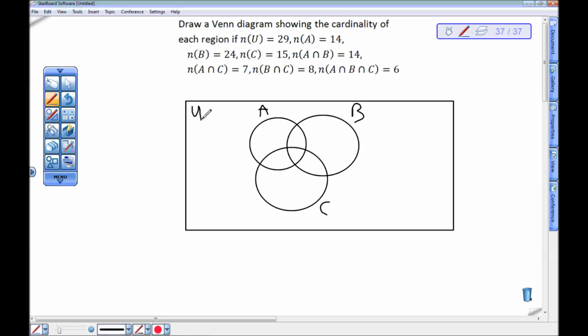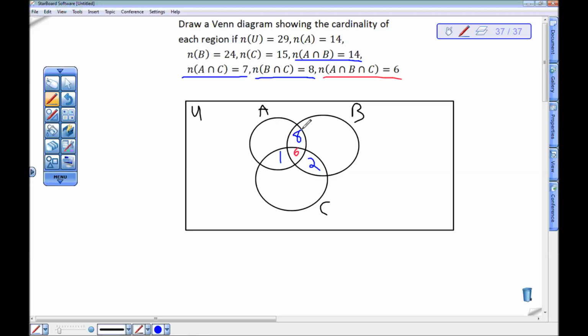So let's start in the middle. I have 6 elements that are in the very middle. Great. Moving outward, B intersect C is 8. B intersect C already has 6, so I need 2 more. A intersect C is 7. I already have 6, so I need 1 more. A intersect B is 14. I already have 6, so I need 8 more.